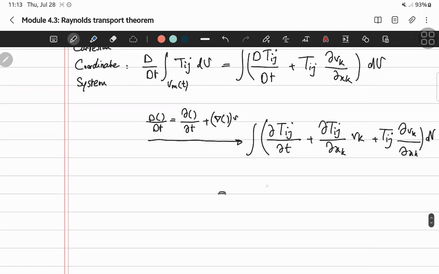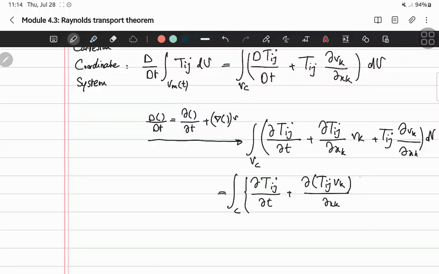So this is equal to the integral over Vc, of course, of the partial derivative of T_ij with respect to t plus, then this can be written as the partial derivative of T_ij v_k with respect to x_k, and whole dV.